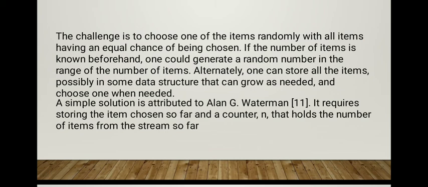The challenge is to choose one of the items randomly, with all items having an equal chance of being chosen. If the number of items is known beforehand, one could generate a random number in the range of the number of items. Alternately, one can store all the items, possibly in some data structure that can grow as needed, and choose one when needed. A simple solution is attributed to Alan G. Waterman. It requires storing the item chosen so far and a counter that holds the number of items from the stream so far.